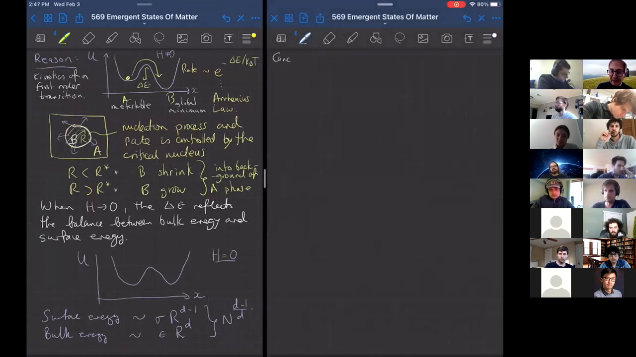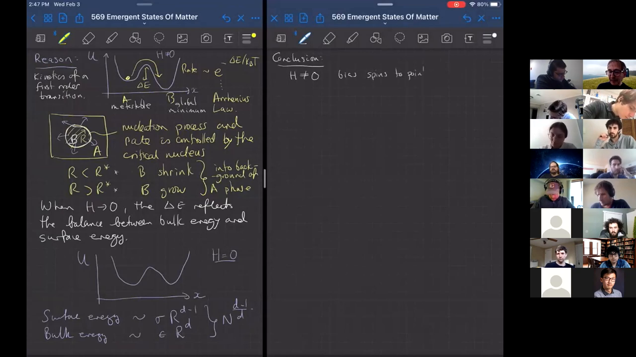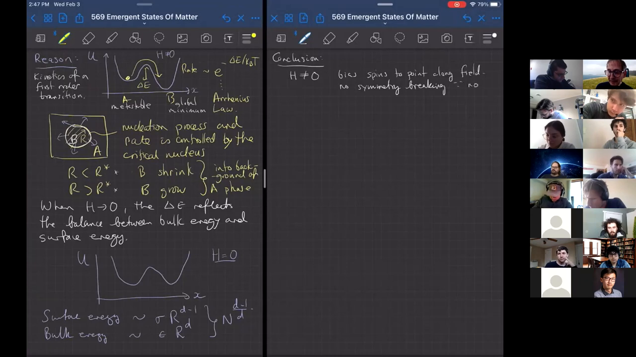So the conclusion of this part is that if H is non-zero, then that will bias the spins to point along the field. So you won't have ergodicity breaking. There's no symmetry breaking at all, because there's no symmetry. And then when H is equal to zero, the system has ergodicity breaking.